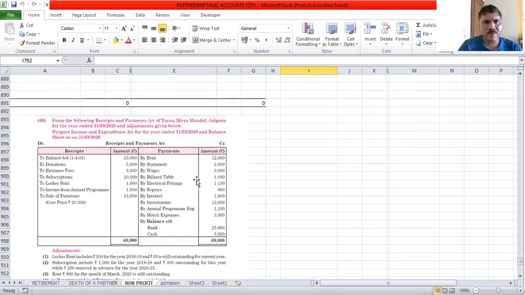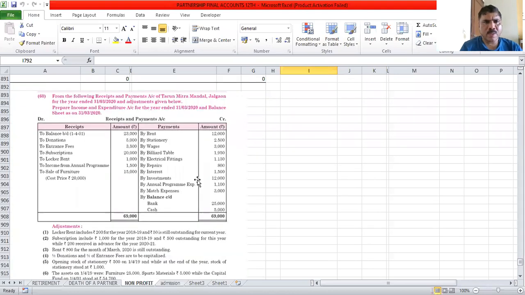Look at this question. Question number 60. From the following receipt and payment account of Tarun Mitra Mandal Jalgaon for the year ended 31st March 2020 and adjustments given below, prepare the income and expenditure account for the year ended 31st March 2020 and balance sheet as on that date. We have 31st March 2020.